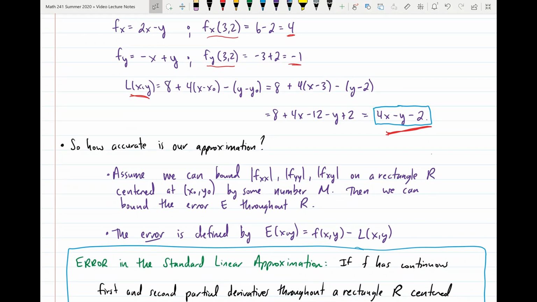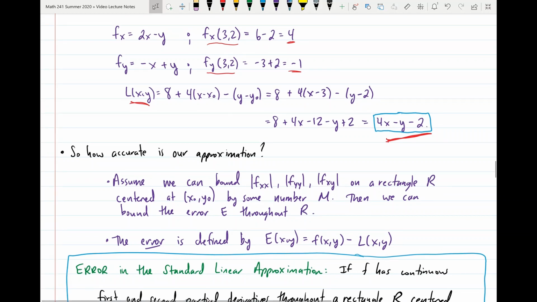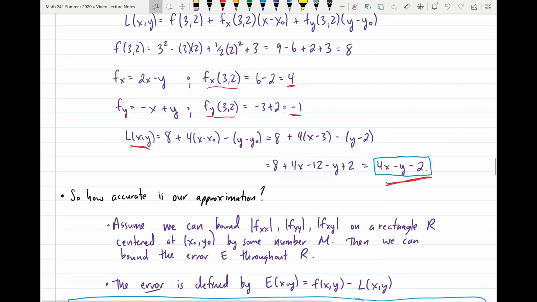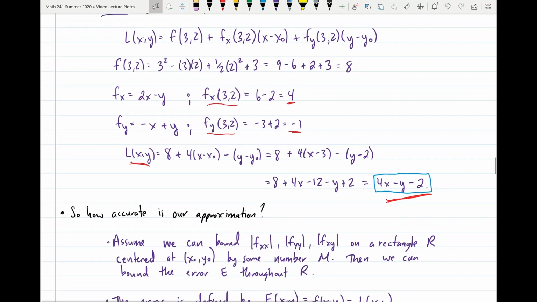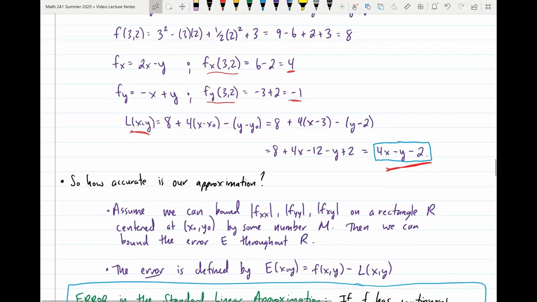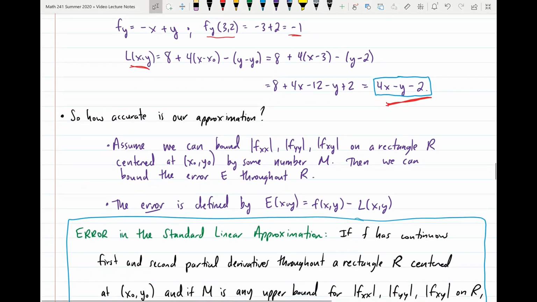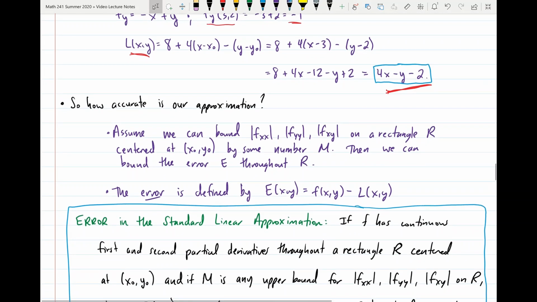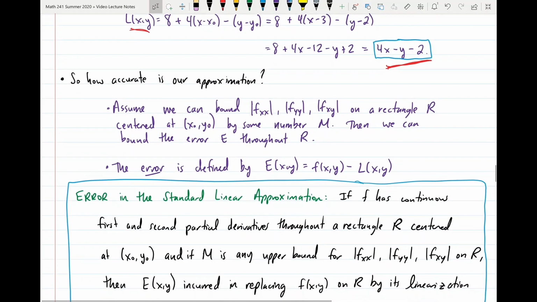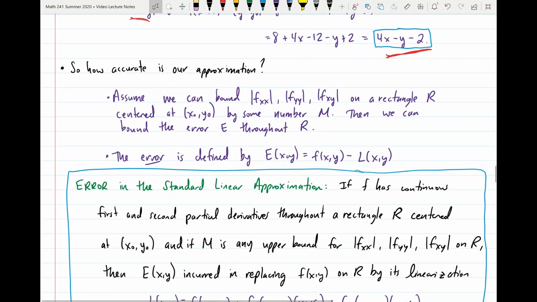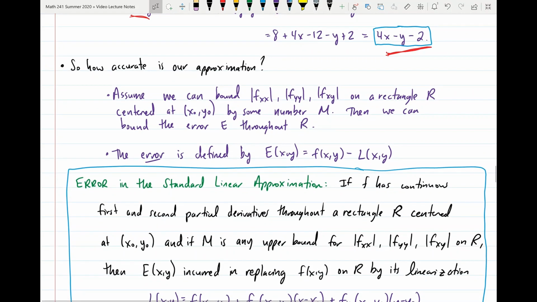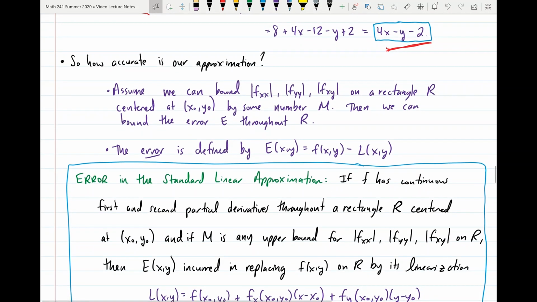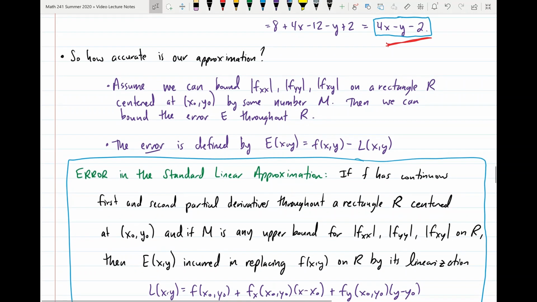So after I've spent some time talking about how this linearization gives us a good approximation of our function f, the next question that we should naturally ask is, just how good of an approximation is it really? In this next section, which is probably the most involved of the sections, we'll talk about finding bounds for the error of our approximation.